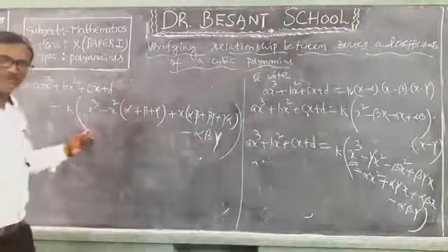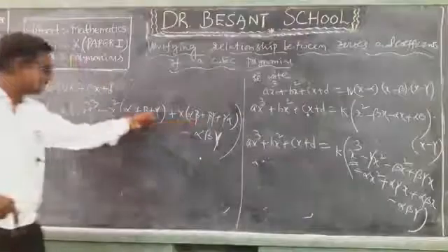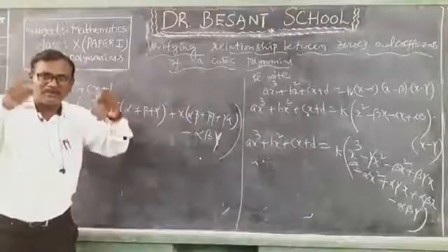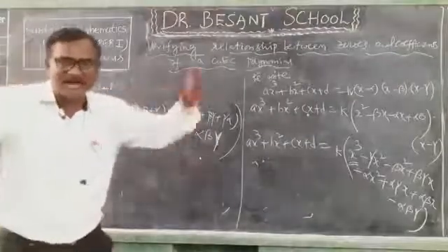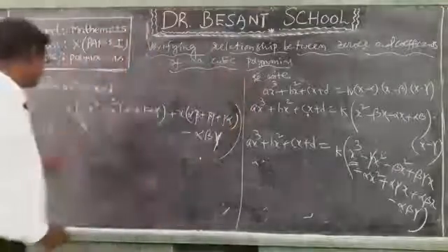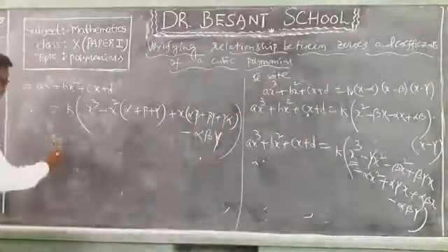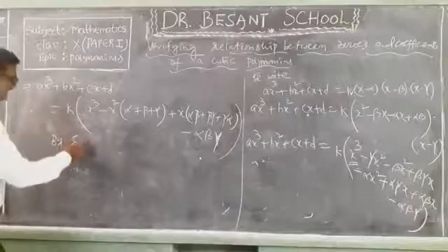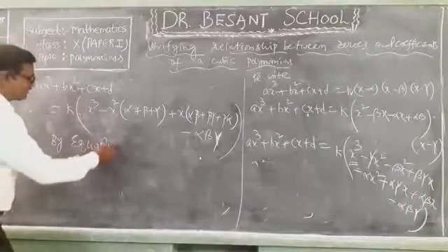Why? Because we are going to do some problems. It is the formula to find a cubic polynomial when the zeros alpha, beta, gamma are given. Now, continuation. By equating coefficients.